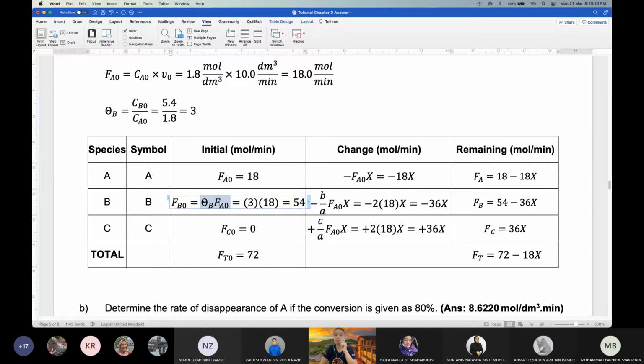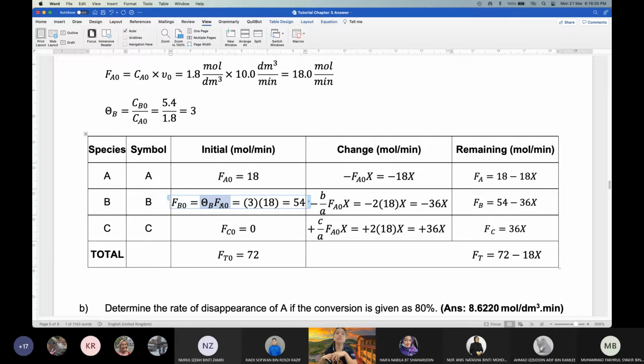But maybe I will discuss one thing. We want to find theta B. Because to find FB0, we need to find theta B FA0, right? Okay, so how do you find theta B? As I told you, the concept is the same as batch. It is still the ratio of the initial amount of B to A. So the initial amount can depend on the question. Like the previous one, they gave us mole fraction. In this question, they didn't give us mole fraction. However, they do give us the initial concentration. They tell us the initial concentration of A is 1.8, initial concentration of B is 5.4.